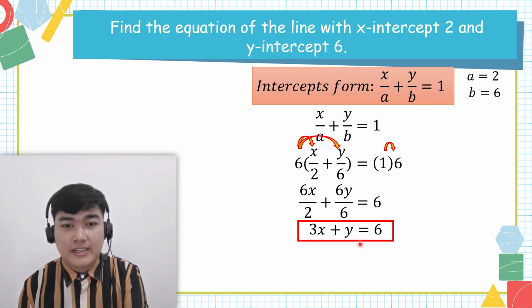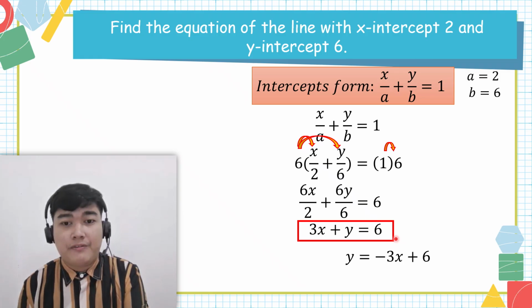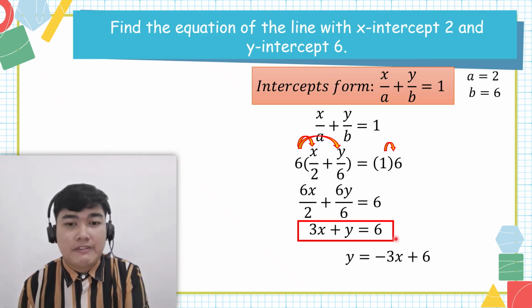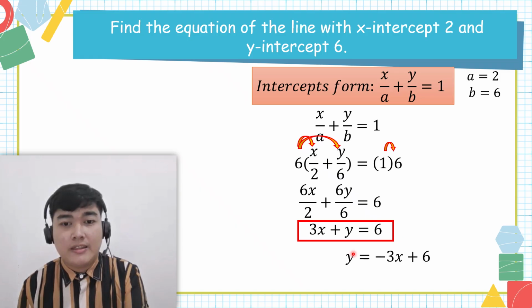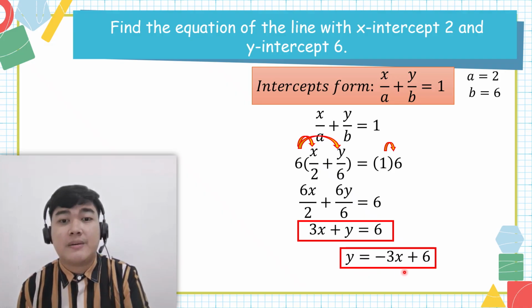As you can see, this equation of the line is in standard form. If, for example, in the given problem, you are asked to get the equation of the line in slope-intercept form, the slope-intercept form of 3x plus y equals 6 is y equals negative 3x plus 6.